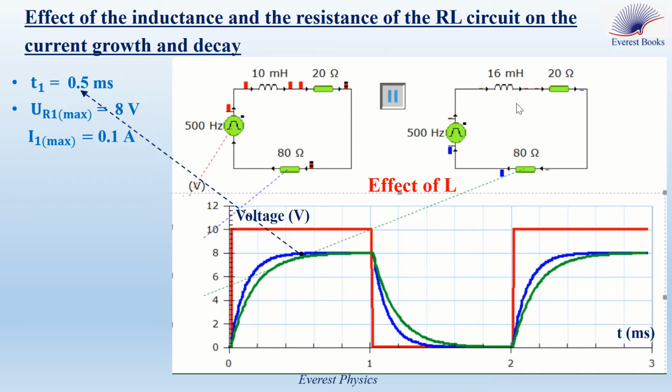We notice that in the second circuit corresponding to the green curve, the steady state is attained at t equals 0.8 millisecond, and the maximum value of UR remains 8 volt, so the maximum value of the current also remains 0.1 ampere as that in the first circuit. So we can conclude that when the inductance of the coil increases, the time needed to reach the steady state increases, and this inductance does not affect the maximum value of the current.